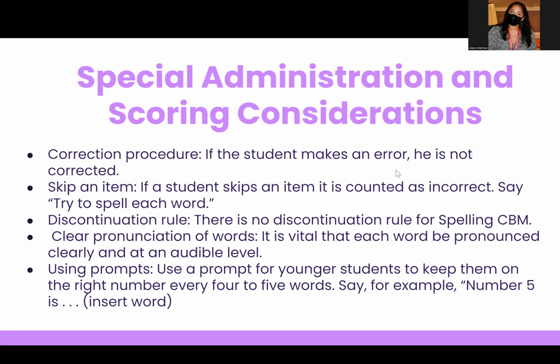Clear pronunciation of words. It is vital that each word be pronounced clearly and at an audible level. So this is on us as educators to ensure that we are pronouncing these words correctly. And if you know that you have a student that is hard of hearing, maybe you say it a little bit louder, and you try to put emphasis on where the syllables are. It's also helpful to use prompts, especially for younger students, to keep them on the right number every 4 or 5 words. So, for example, you would say number 5 is whatever word number 5 is.